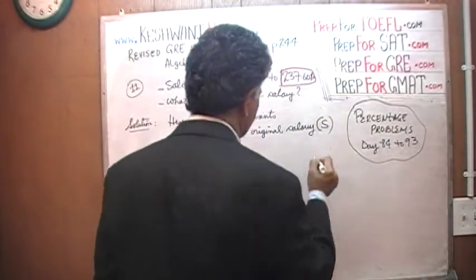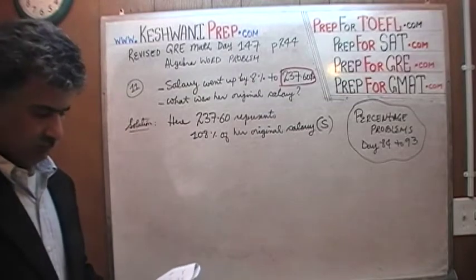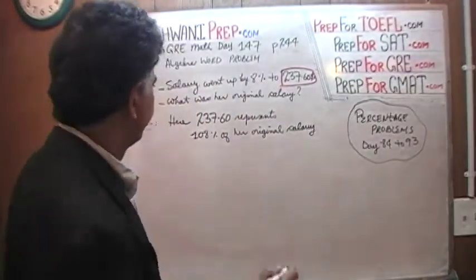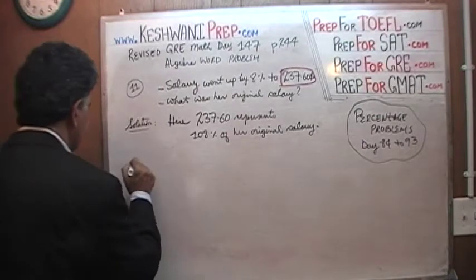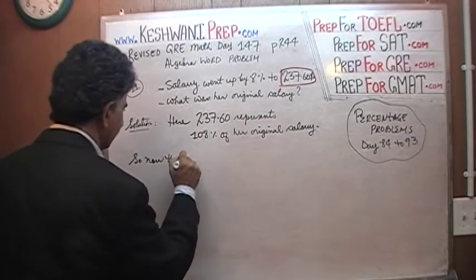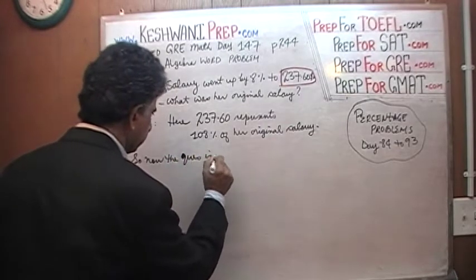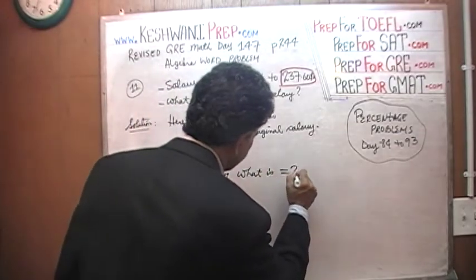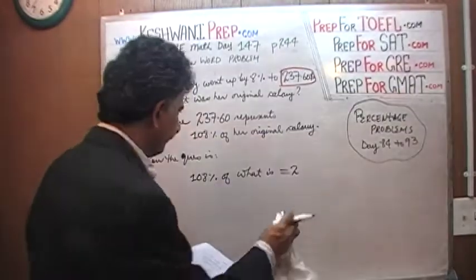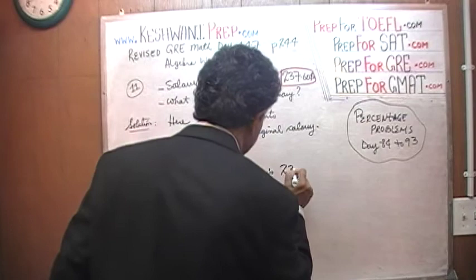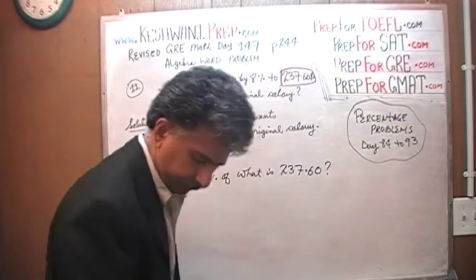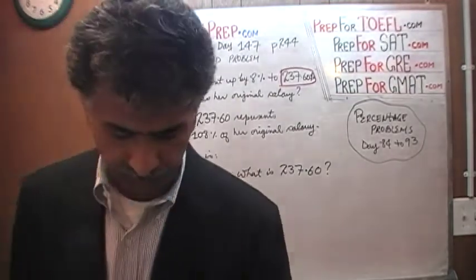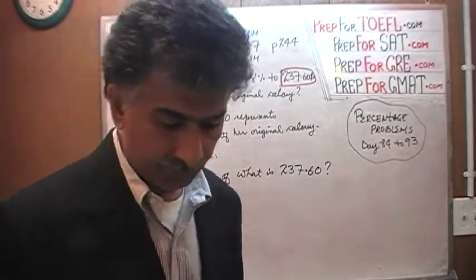Let's call that S. I'm going to use letter S to represent her original salary. Or better yet, forget about that. We can set it up a little bit differently. So now the question is, 108% of what is $237.60? That's the question. We have to just simply set up the equation, solve for the unknown, and that's it. That unknown is our salary.